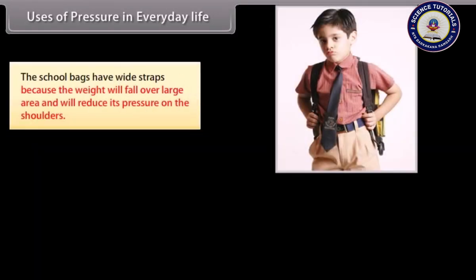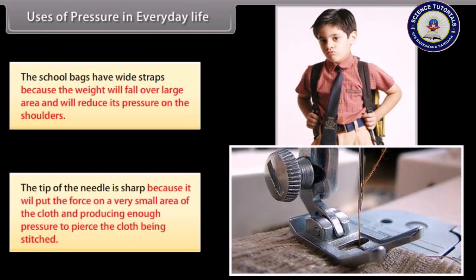Uses of pressure in everyday life. School bags have wide straps because the weight will fall over a large area and reduce the pressure on the shoulders. The tip of the needle is sharp because it puts the force on a very small area of the cloth, producing enough pressure to pierce the cloth being stitched.